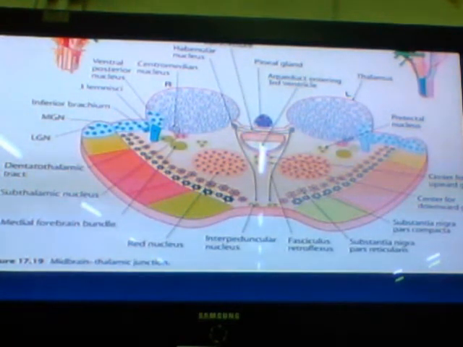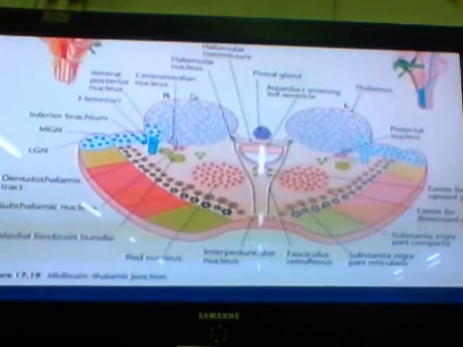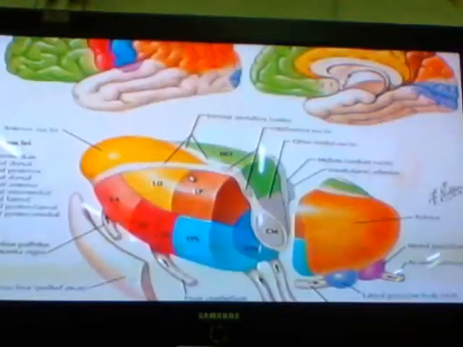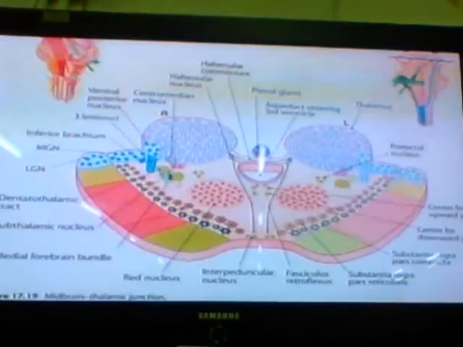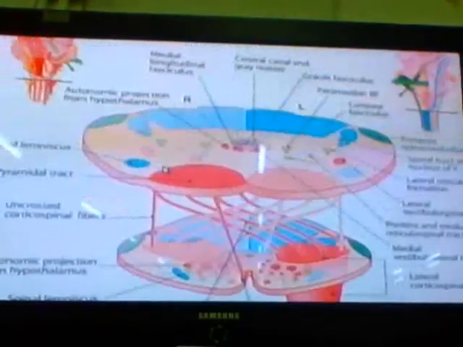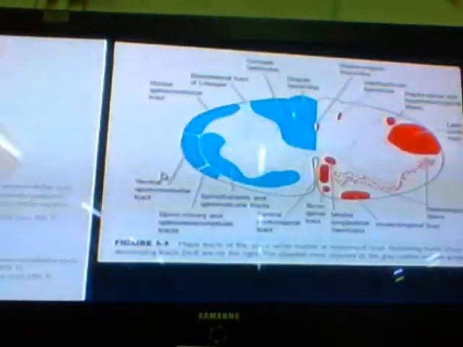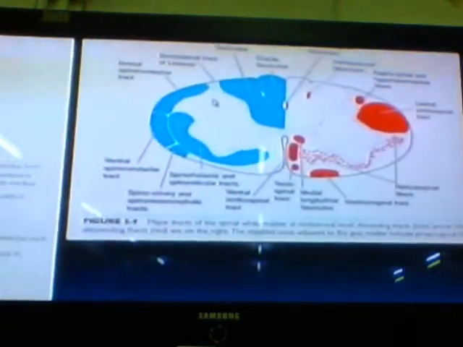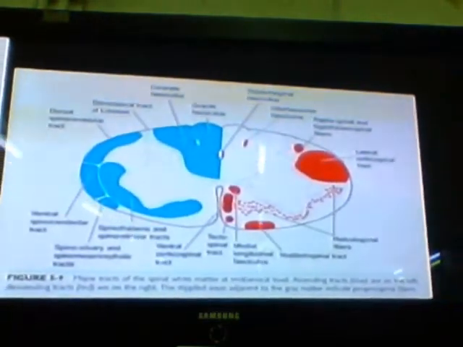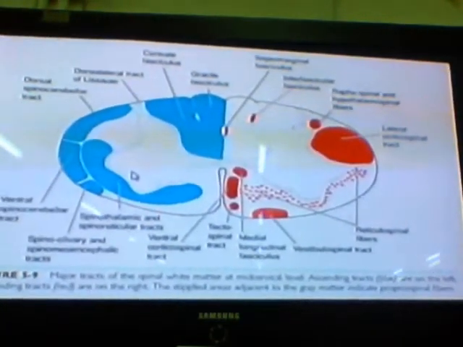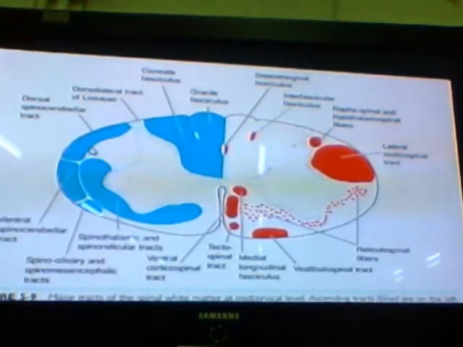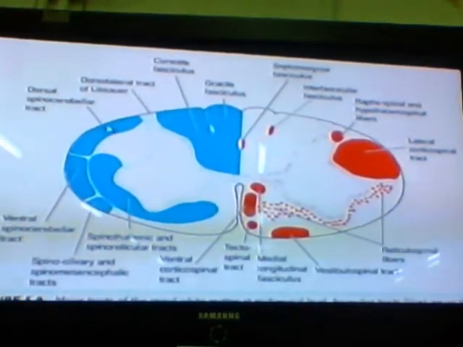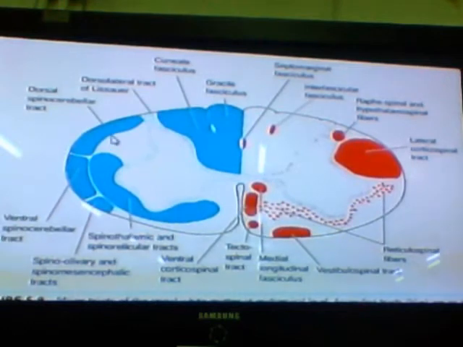Alright, so the other tract that we can test for is which tract? We can test for the spinocerebellar tracts, which is what you're seeing right here. Don't zoom in on it just yet. We know the positions of these tracts from the spinal cord schema. How many tracts are there? Essentially, if you want to get into details, there are about three tracts, right?